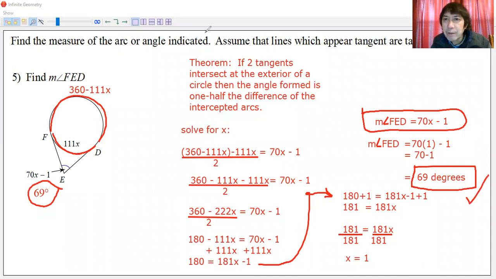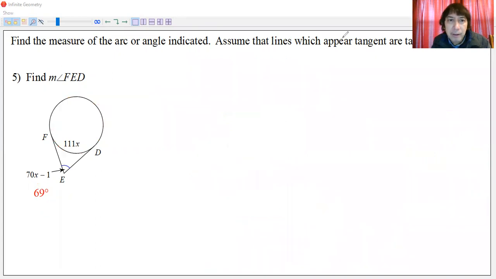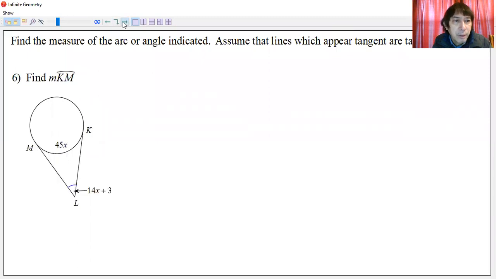Number 6 now. Let's continue with number 6. Clear the screen and proceed to the 6th question. All right, here's the next. Find the measure of the arc or angle. This time we're after the arc KM. This must be the arc that looks like KM, or it can either be the other one, the bigger arc.